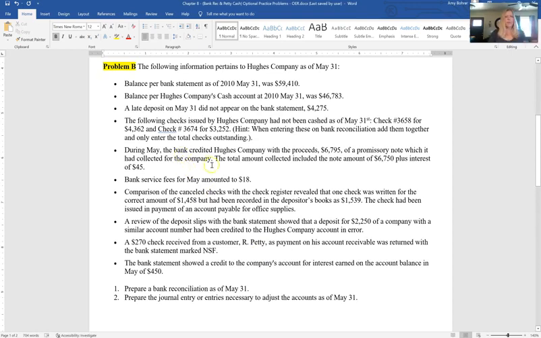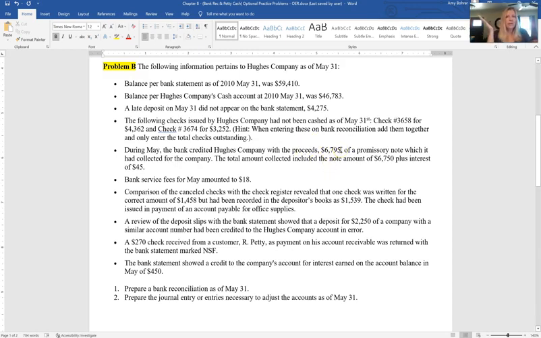The next thing says, during May, the bank credited Hughes Company with proceeds, and all proceeds means is they've put cash in our account, money of $6,795 for a promissory note which it had collected for the company. The total amount collected included $6,750 for the note, plus interest of $45. So what exactly does this mean? It means that we had a note that was outstanding for a long time, and so we turned it over to a collection agency. Banks now perform collection agency functions. They'll have a different department, and you can turn it over to them. When they collect it, since it's your bank, they'll just put that money right into your bank account. So this means they have put that money into the account.